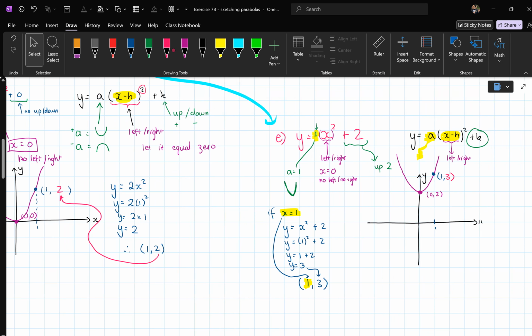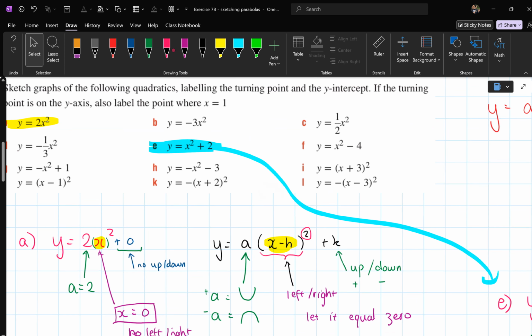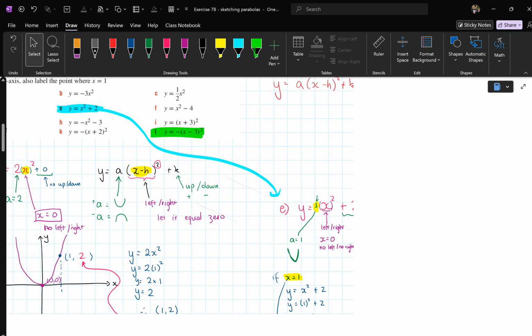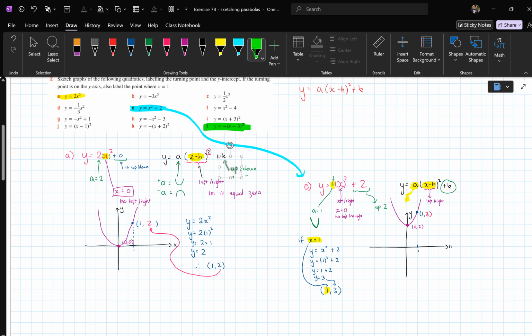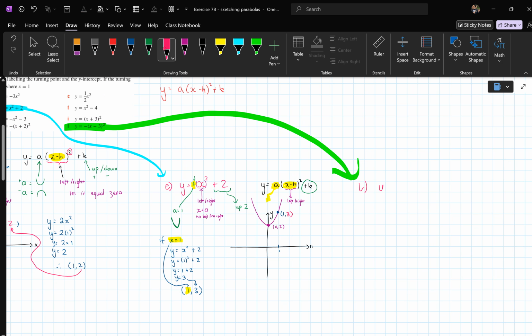Now, I noticed the 2 examples I just did don't move left or right. So let's pick one that actually moves left and right. I'm going to pick the last one. Let's do L together. You'll see there's a pattern now. So L is y is equal to negative bracket x minus 3 squared, right?